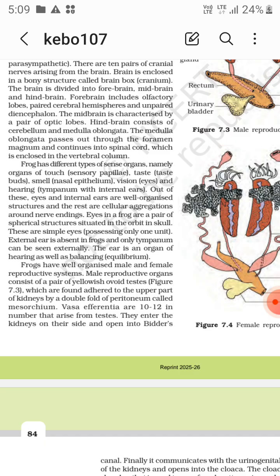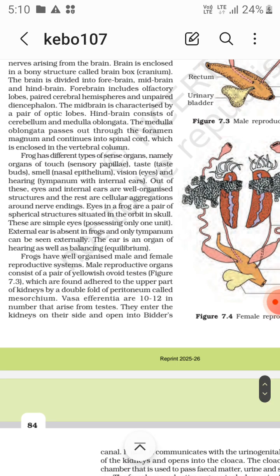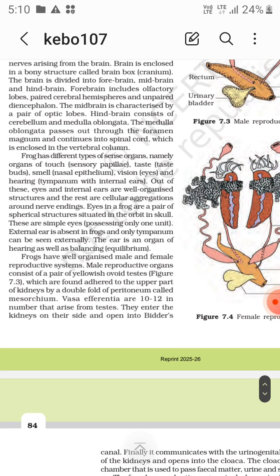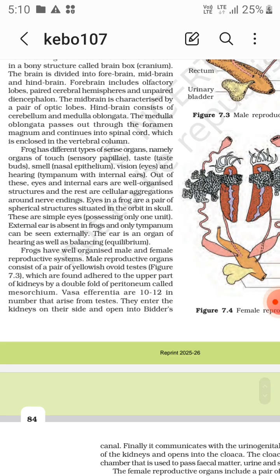It can be asked. Okay, so remember, eyes in a frog are a pair of spherical structures situated in the orbit in skull. These are simple eyes possessing only one unit. External ear is absent in frogs and only tympanum can be seen externally. The ear is an organ of hearing as well as balancing, that is for the equilibrium, right?